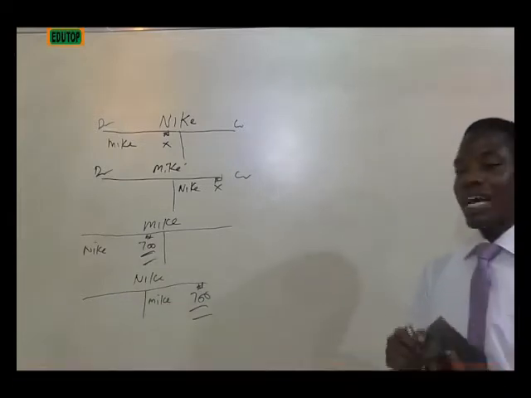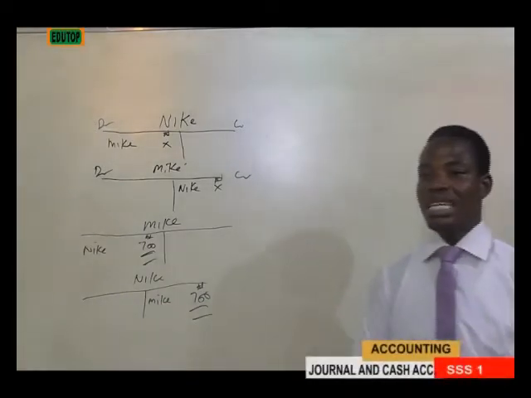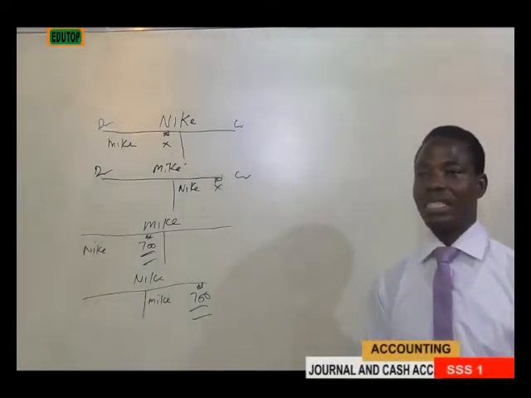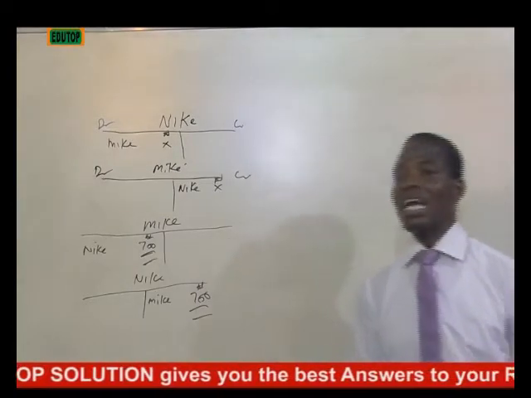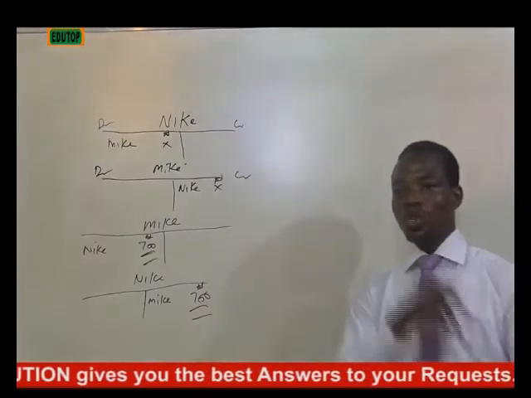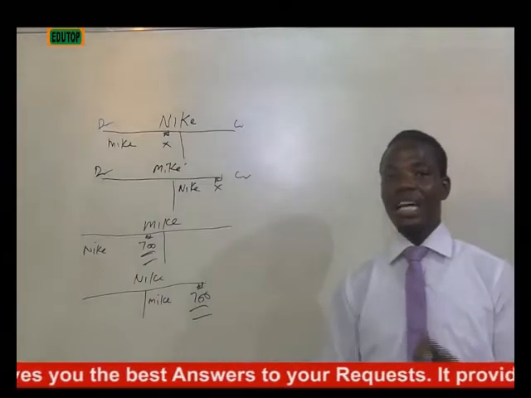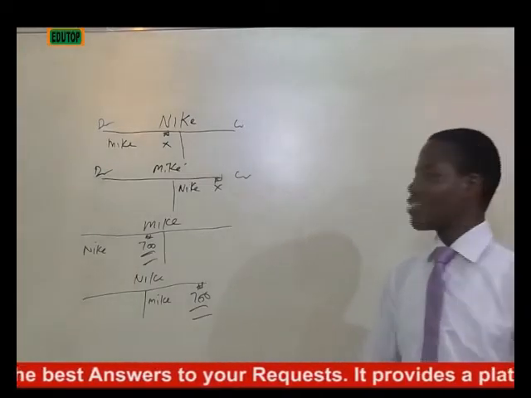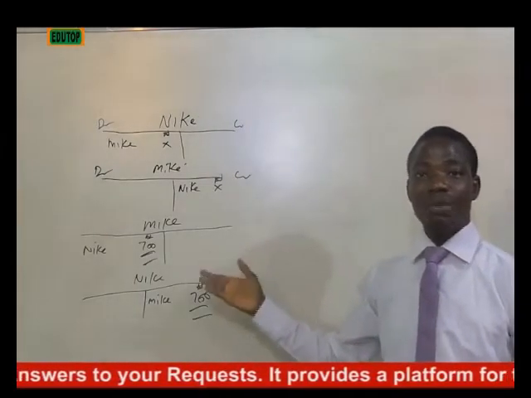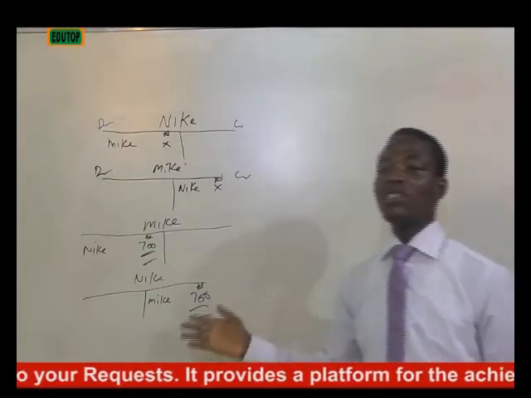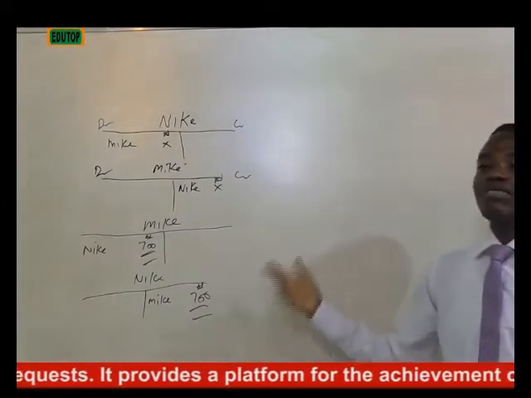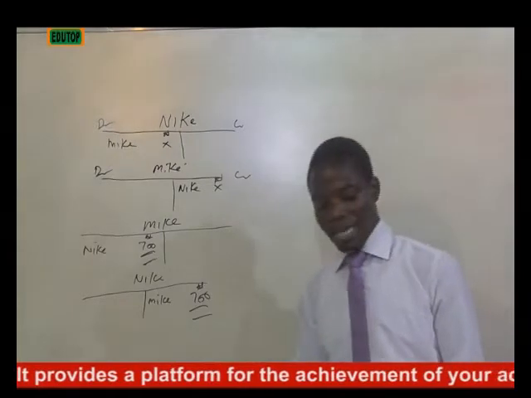After we have prepared the journal, accounting has a process. The process we are talking about is from the subsidiary book to the ledger, and from the ledger to the trial balance. As small as the ledger is, it fits into any book, and that is where you extract your trial balance.